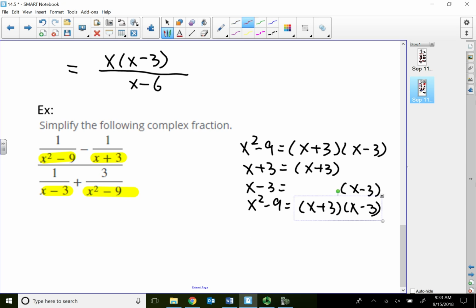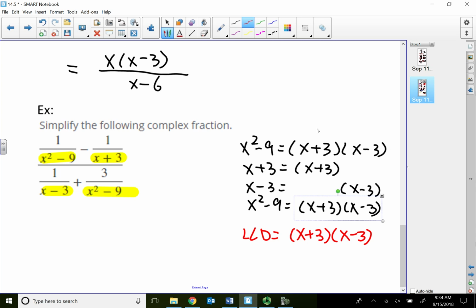So the LCD between all denominators, if you count them, the only things repeated are x plus 3 and x minus 3. So this is going to be my common LCD multiplied by every term. Just not to write this thing even more complicated, let's just do it here on the side. Okay. First denominator, x squared minus 9.